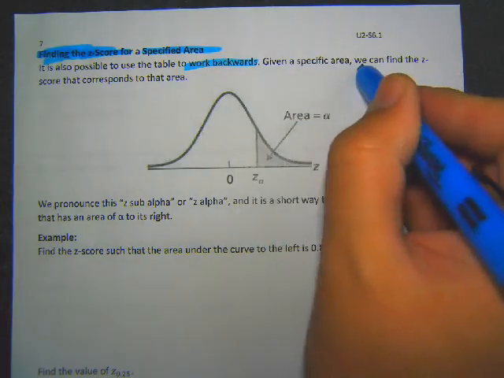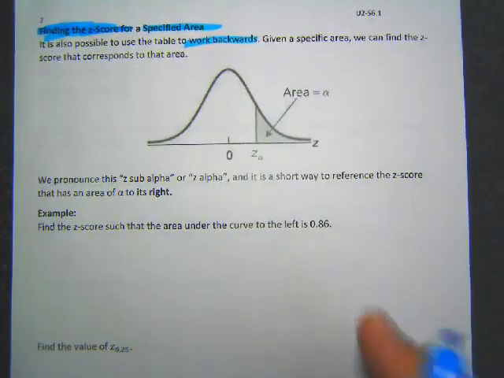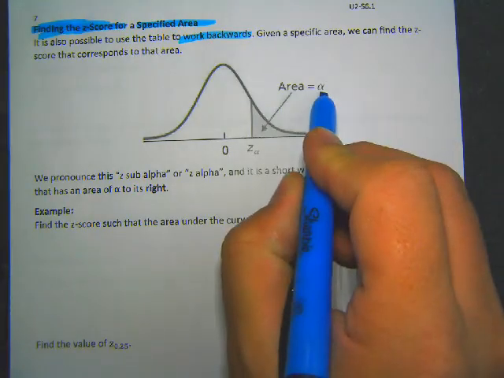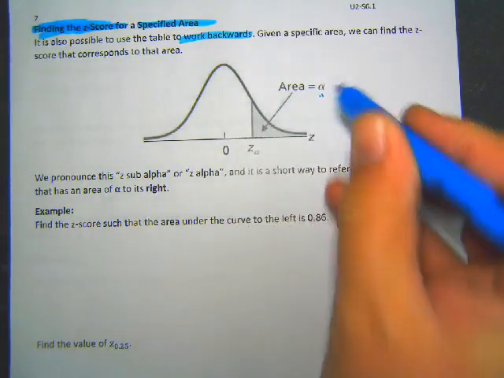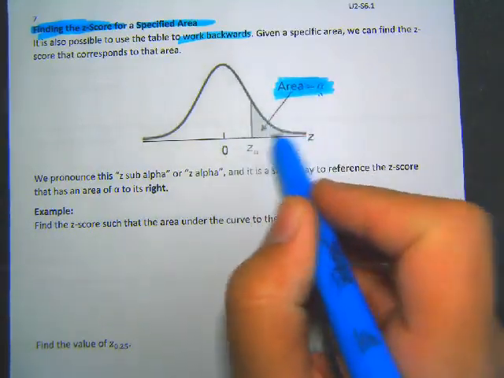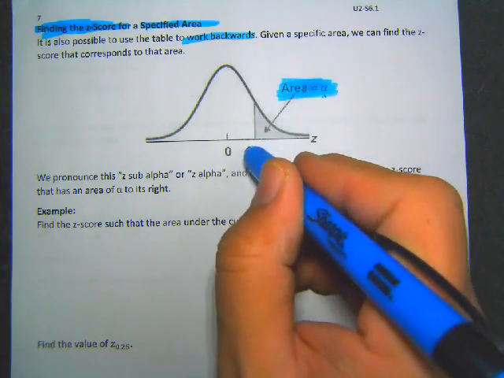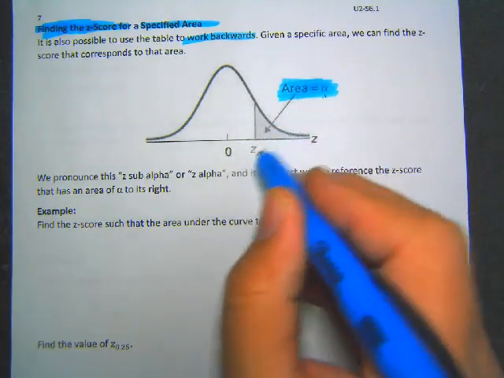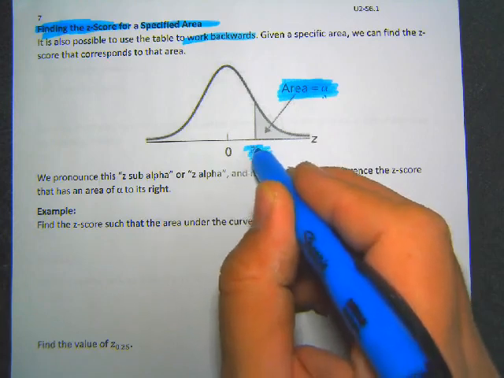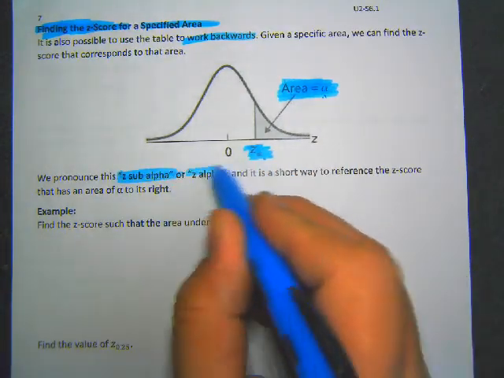They're going to give us an area, and they're going to ask us to find the z-score that corresponds to that area. So a lot of times I'll call the area alpha. Now, this is a Greek letter alpha, and it's used for the area variable a lot. So when I'm talking about an area that I don't know yet, we'll just use alpha. And if we were working with a z-score that has alpha to the right, we use this notation right here, z alpha, z sub alpha is what you would say. So z sub alpha or z alpha.